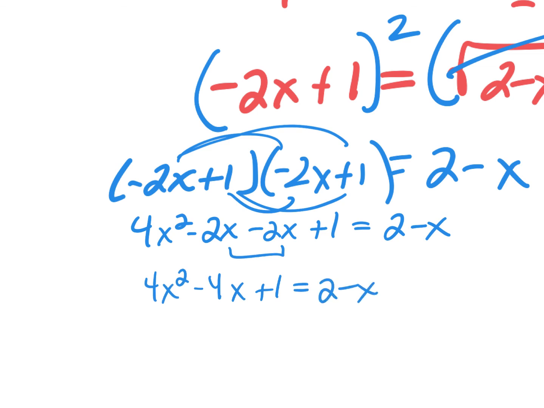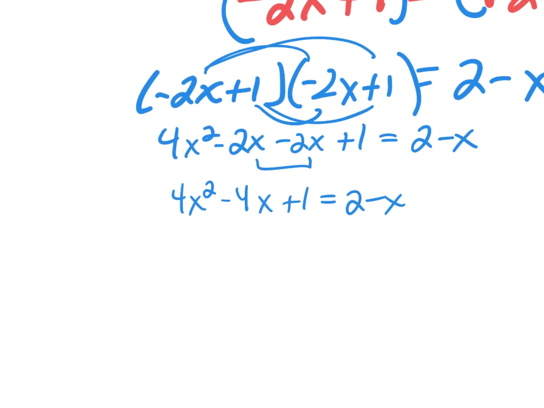All right, we have a quadratic because we have an x squared and we have an x. That means everything needs to be on one side, and we set our equation equal to 0. So I'm going to subtract the 2 and add the x.